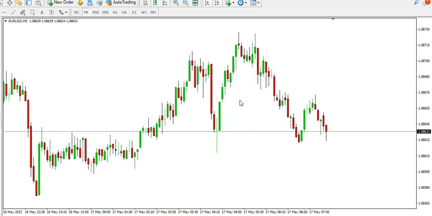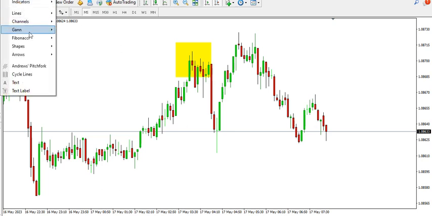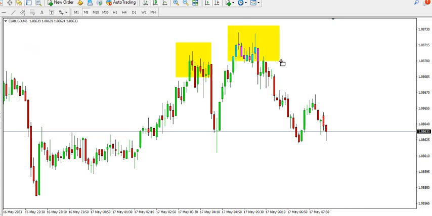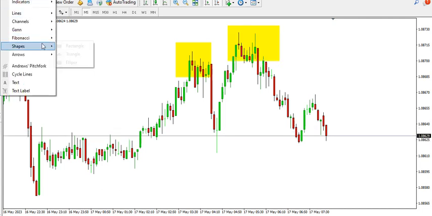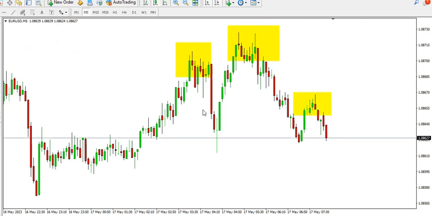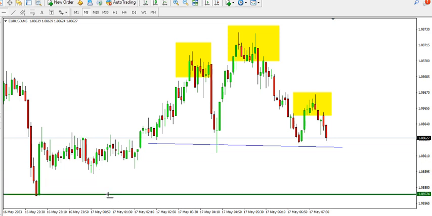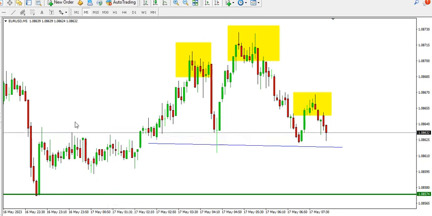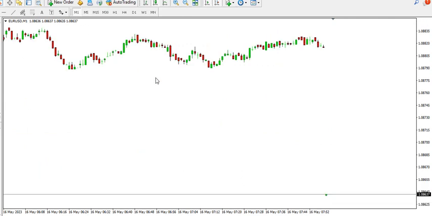On the 5 minutes time frame, we can see a head and shoulder. This is the left shoulder, this is the head, and this is the right shoulder. So it's bearish. Look for selling opportunities. This is the neckline. If you are scalp selling, you might want to target 1.08578.